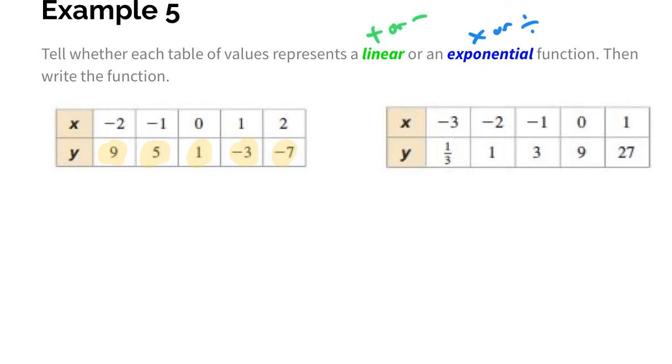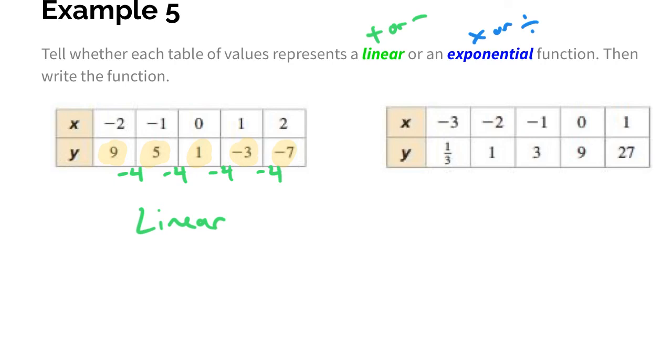So from 9 to 5, how would I get from 9 to 5? In this case, this would be subtracting 4. From 5 down to 1 would also be subtracting 4. And if I follow that pattern, you'll notice it's subtracting 4 every single time. So because I'm subtracting 4, this would make this a linear function.